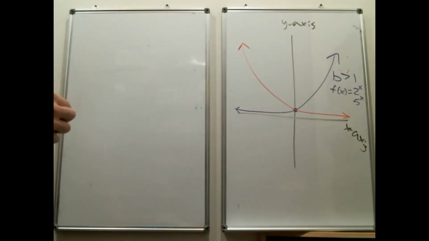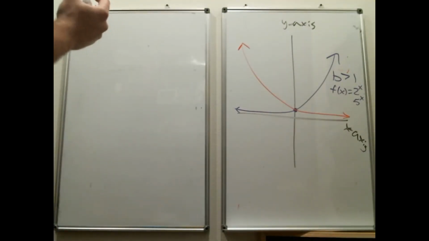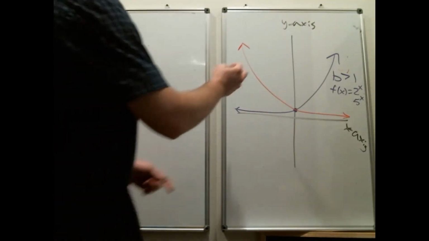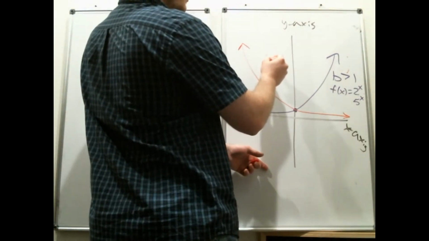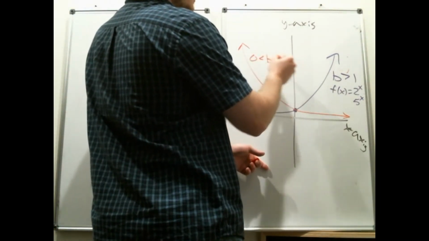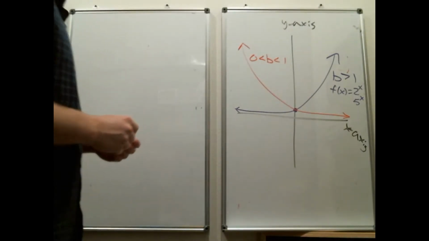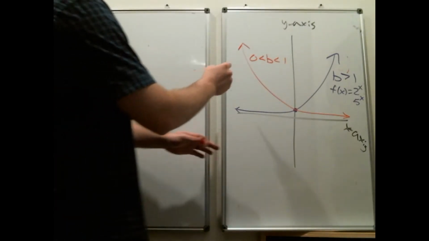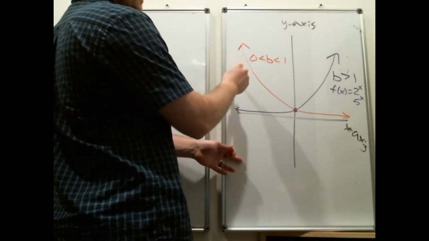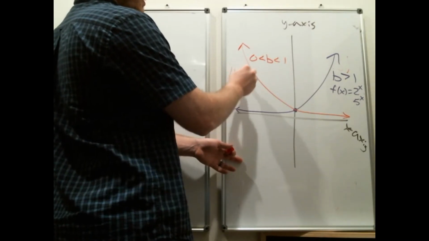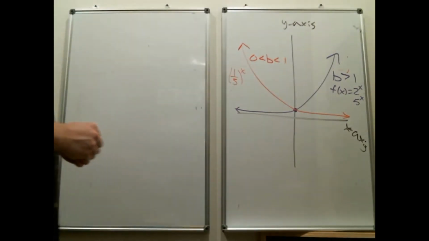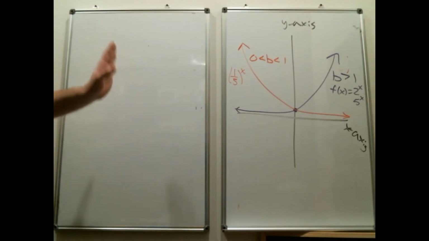All right, and these are if b is between 0 and 1. So you would write it like this: b is between 0 and 1. And just as an example, something like 1/3 to the x power is what that would look like. So you can graph these yourself and see what they look like. I'm going to leave that to you. That's not a huge deal for me.